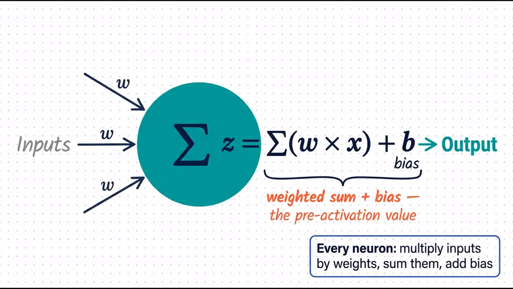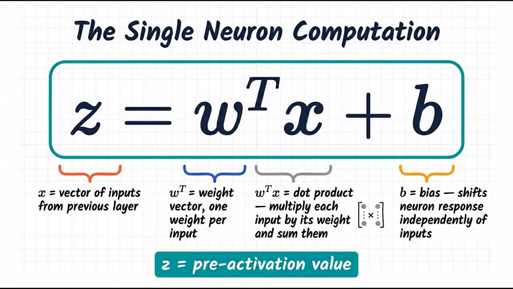Now let us look at what a single neuron actually does. Every neuron in a hidden layer takes in some numbers from the previous layer, multiplies each one by a weight, adds them all together, and then adds a bias term. Here is that computation in equation form. z = Wᵀx + b.